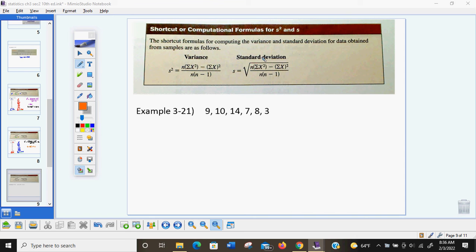Use the shortcut formula again for variance and standard deviation. That's the one at the top. This is the number of teacher strikes in Pennsylvania. Okay, it's a random sample. So first thing we need is an X column. We're going to add all these up.